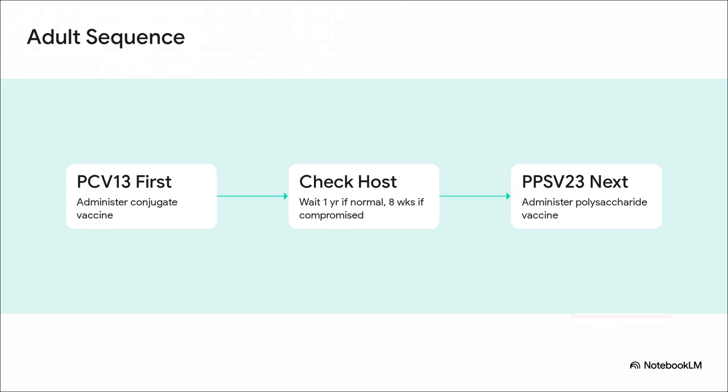For an immunocompetent adult, you've got to wait a full year to optimize the response. But for a severely immunocompromised host, like an HIV patient, the algorithm tightens up. You wait just 8 weeks before giving PPSV23 so you can rapidly close that coverage gap.